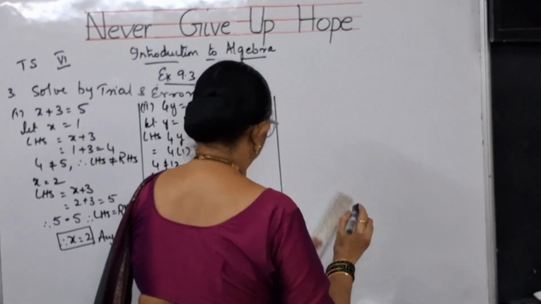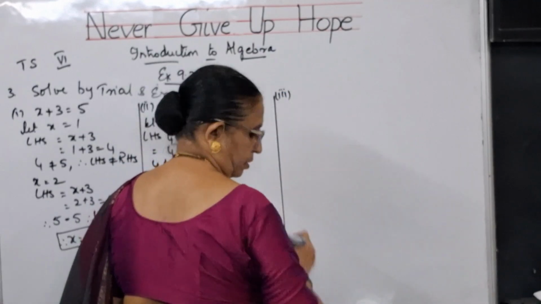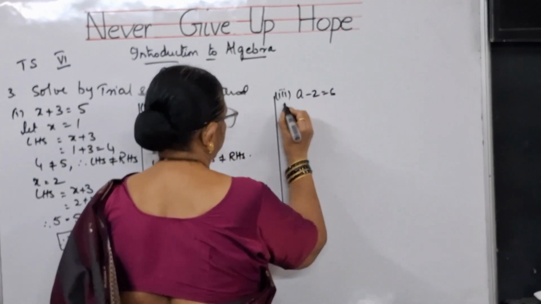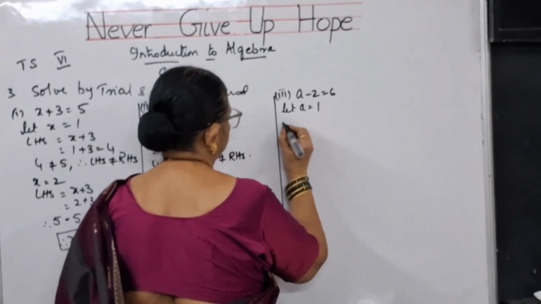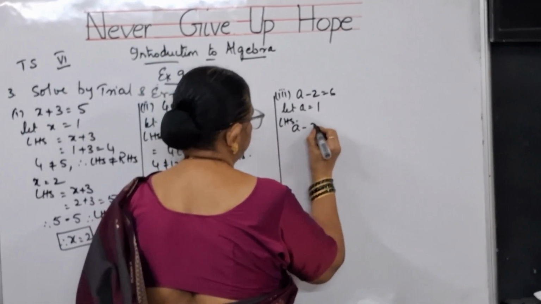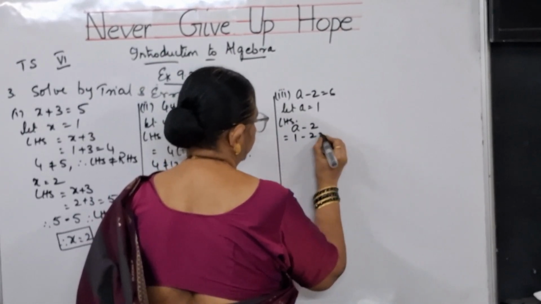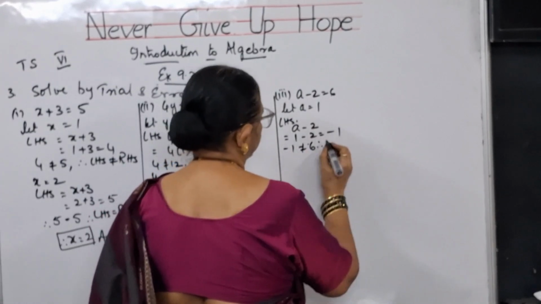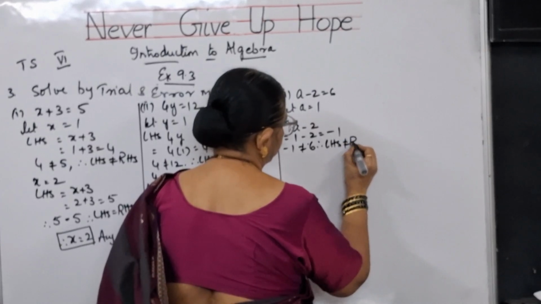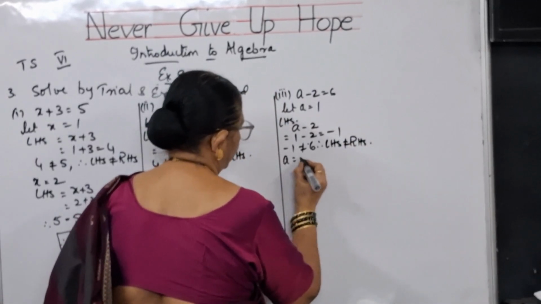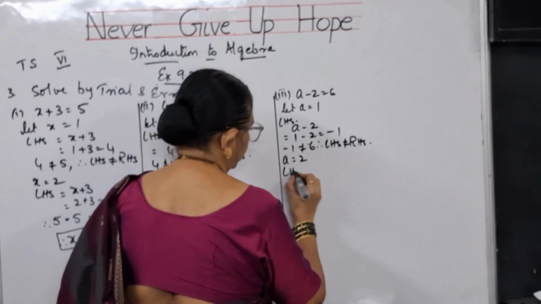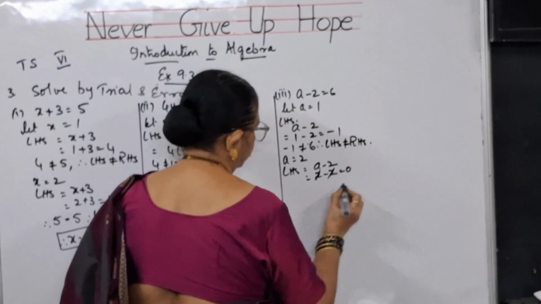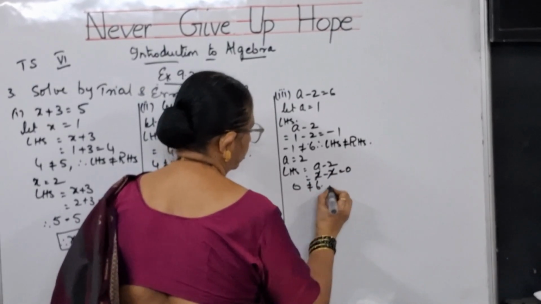Now, third bit. a minus 2 is equal to 6. Let a is equal to 1. LHS, a minus 2. That means 1 minus 2 is minus 1. Minus 1 is not equal to 6. Therefore, LHS is not equal to RHS. a is equal to 2 if you take, LHS is a minus 2. 2 minus 2 gets cancelled, 0. 0 is not equal to 6.